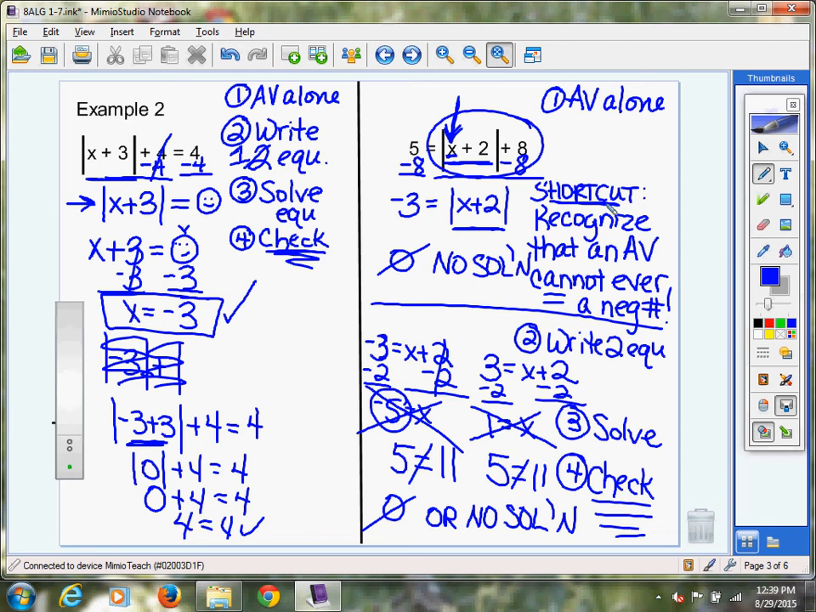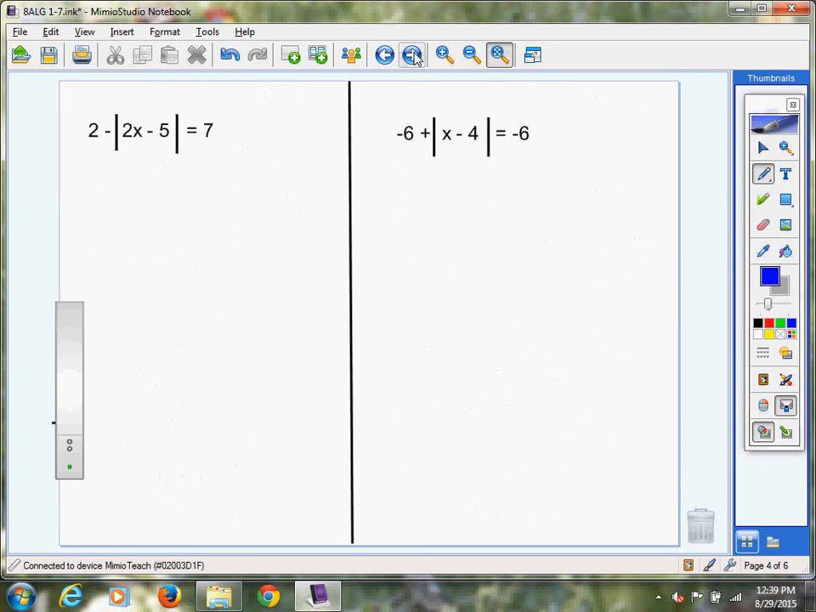Now that was a little bit tricky. So let's flip to the next page. And let's see here. I'll leave one of them for you. I do want to demonstrate the left one. Just go through the motion one more time. Make sure you've got this. Notice this one here on the left says 2 minus the absolute value of 2x minus 5 equals 7.